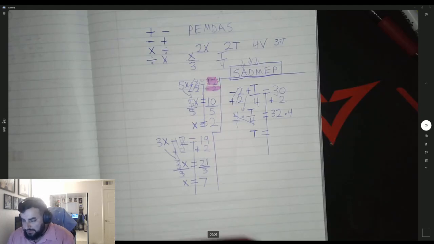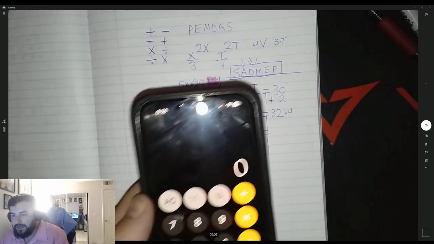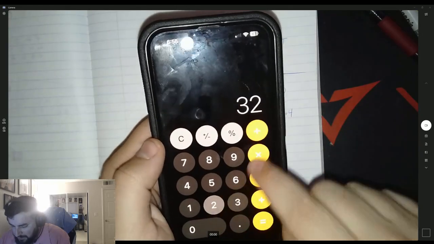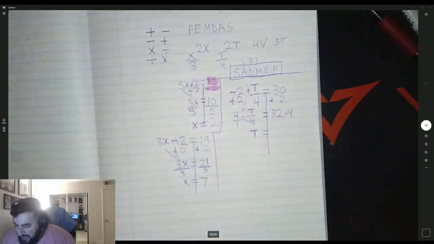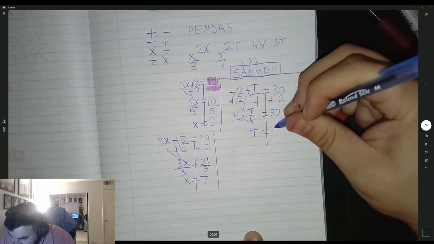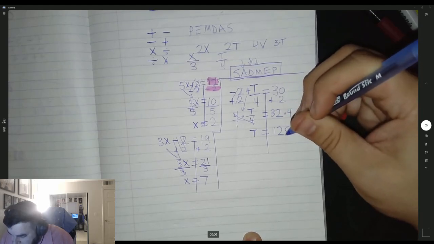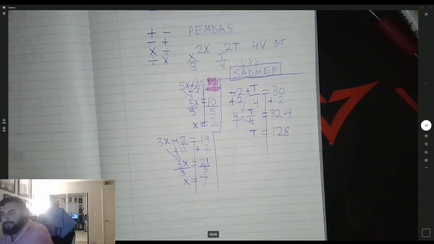Now, let's look at this. I'm going to put my calculator right here. Okay, we get 32 times 4, and that gives us 128. So the letter T is equal to 128. Just like that. Okay?